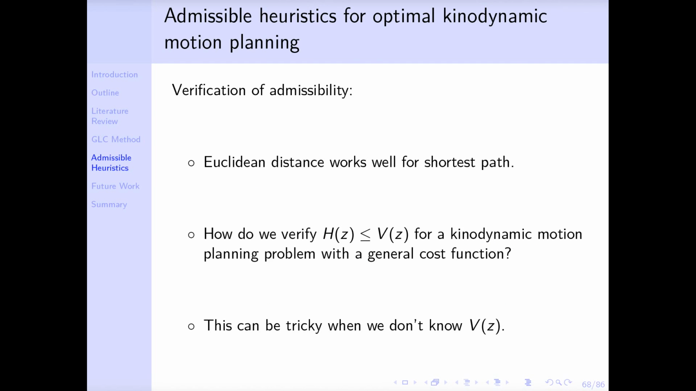So Euclidean distance works great for shortest path problems, but we're interested in the optimal kinodynamic motion planning problem. So we have a general dynamic model and cost function. Now it's non-trivial to verify that some heuristic is less than the optimal cost to go, since we don't have the optimal cost to go in advance.